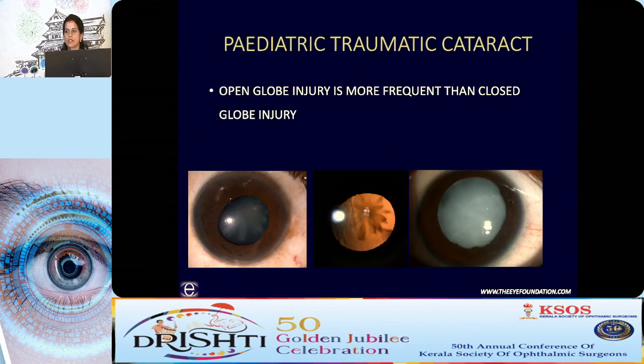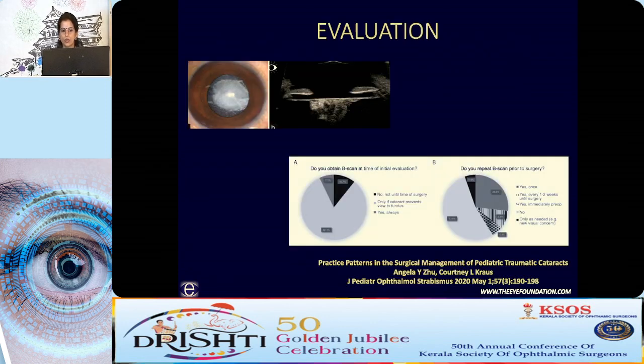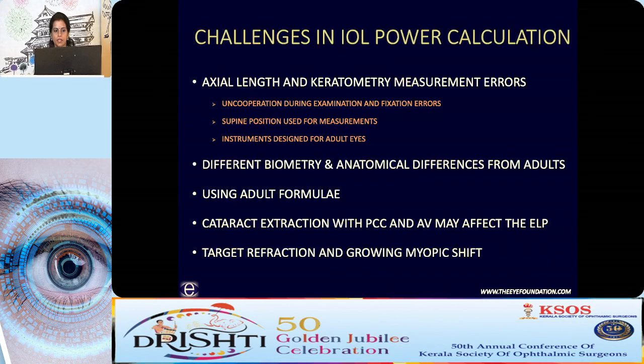In pediatric traumatic cataract, we are posed with a lot of problems because it is not just like an adult injury, and open globe injuries are more common than closed globe. An initial evaluation, like all the speakers have mentioned, is very important. A thorough posterior segment evaluation to rule out any significant posterior segment pathology should be done at the initial visit itself as far as possible.